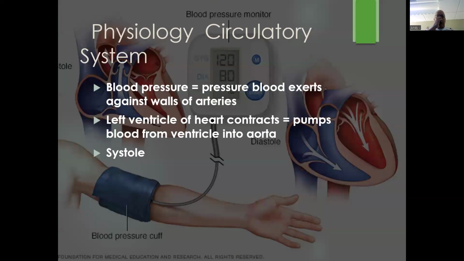The blood pressure in the body is the pressure that the blood exerts against the artery walls. The left ventricle, that's the workhorse. That's what pushes that blood out into the body. And that's systole. That's the systolic blood pressure you hear. So that's the active phase, when the heart is beating, that is the top number you're hearing in a blood pressure.